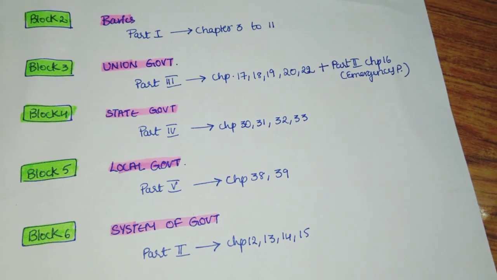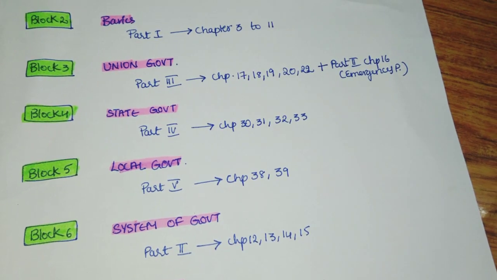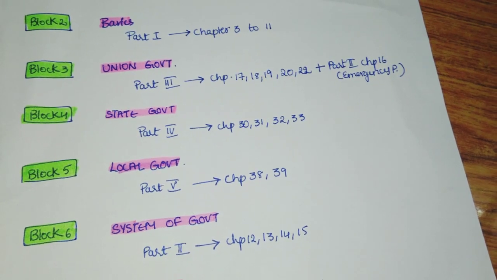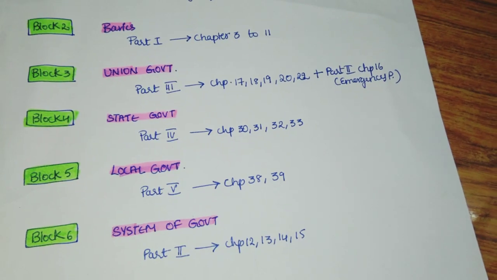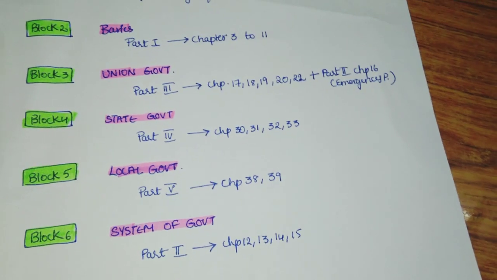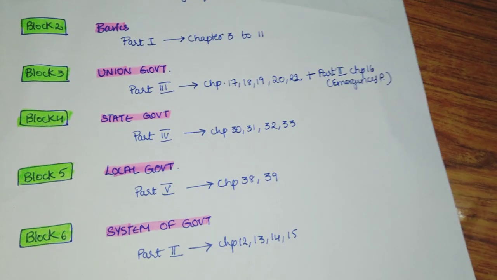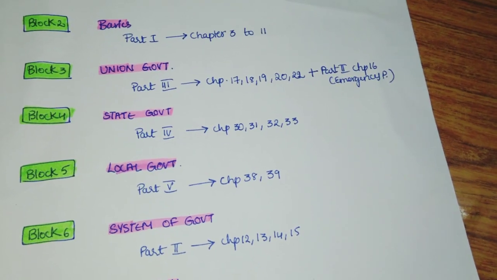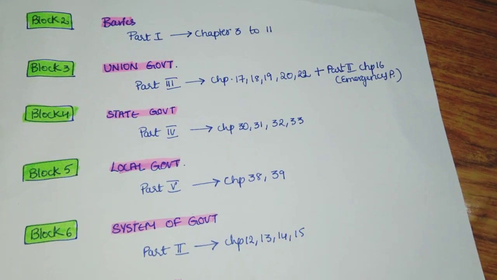Okay, and then we have block 4, state government. Here we have chapters 30, 31, 32, 33 in part 4. What you can do here is, after reading the president topic, you can go for the governor topic, so that you can relate things and understand them in a much better manner. Like that you can complete part 3 and part 4.